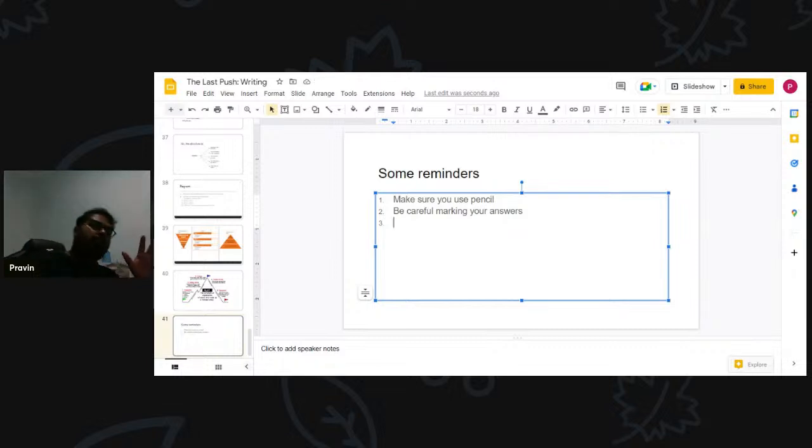Bahagian belakang tu, lepas you dah buat semua, belakang tu you kena jagalah. Like I said, you have to make sure you got the right number. Bila you transfer jawapan kamu dari depan ke belakang, transfer dengan betul. And yang you kena jawab dengan tulisan, tulis dengan jelas.